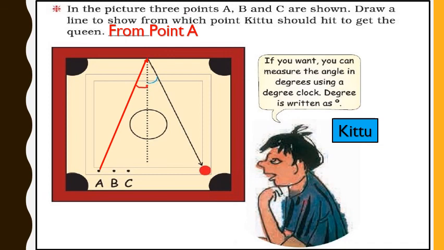When he hits the striker from point A, the striker moves along the red line as shown in the figure and hits the opposite side of the carom board. And then the striker moves along the black line and then it hits the queen.